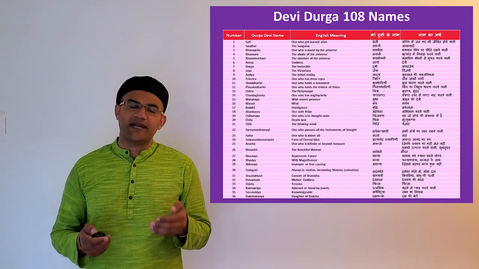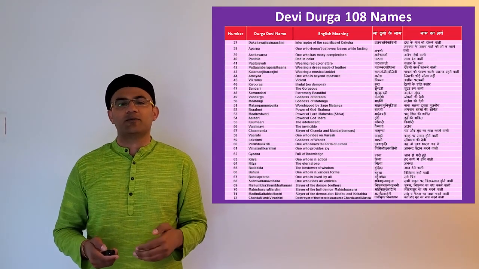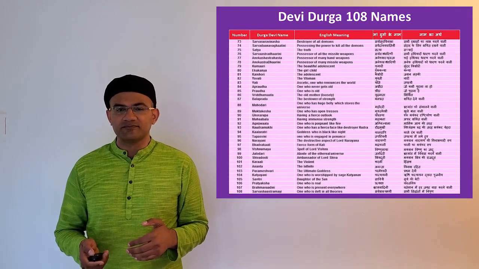108 times we are narrating these. So the names of Durga, which are listed here, you can see all these names, you can chant them on a daily basis or specifically when you're performing the fire sacrifice. So these are listed here.